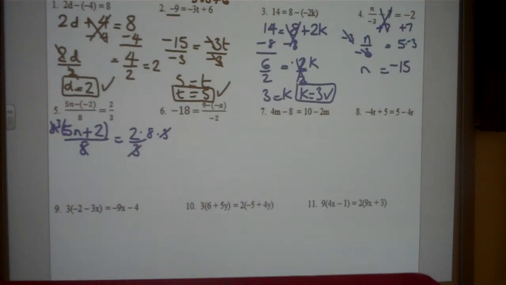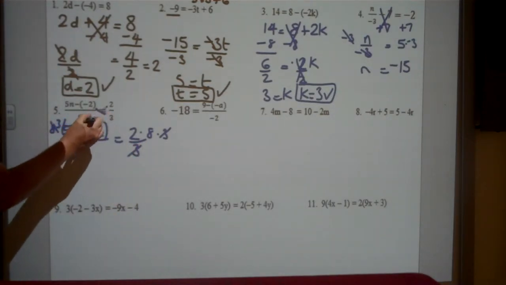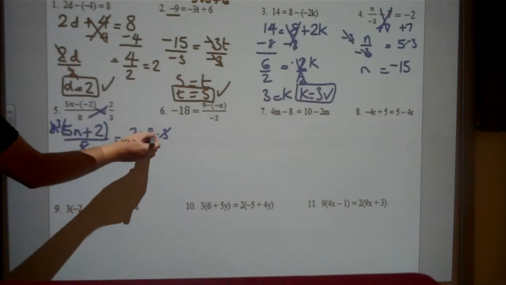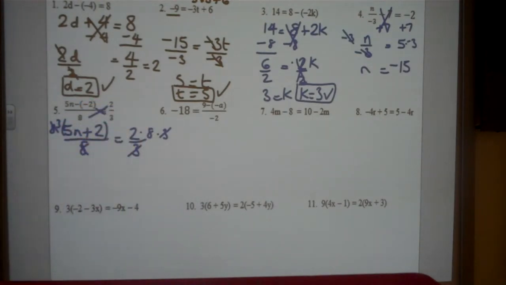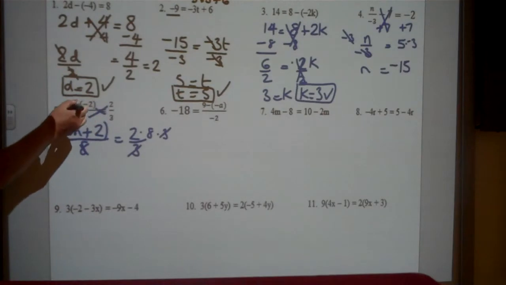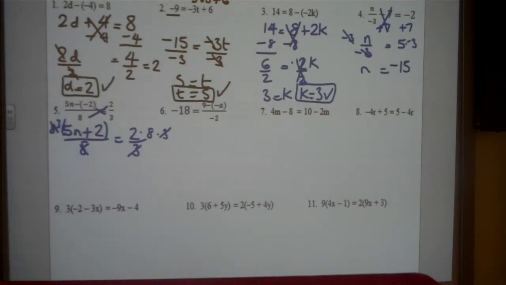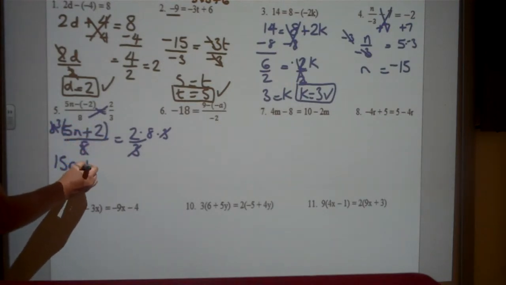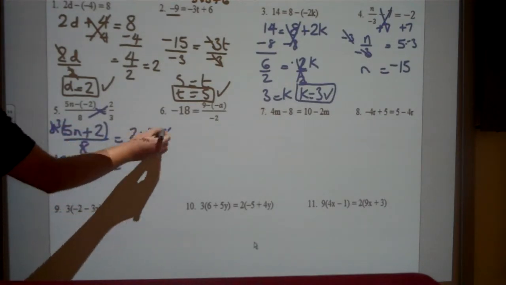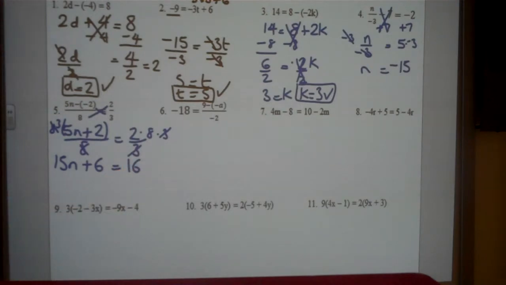So effectively what happened here is I actually cross-multiplied. So I did 8 times 2, which you can see here, or 2 times 8 using the commutative rule, and 3 times 5n plus 2, and I got my 3 times 5n plus 2. Now I can go ahead and start distributing here. So 3 times 5n is 15n, and 3 times 2 is 6, and 2 times 8 is 16.